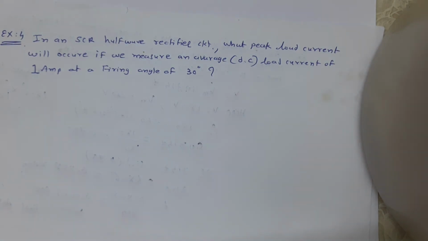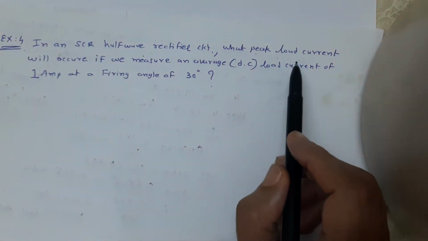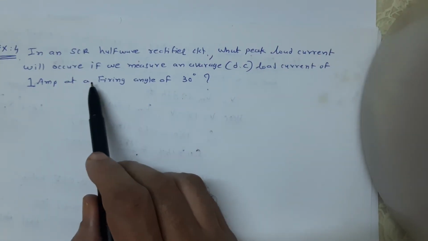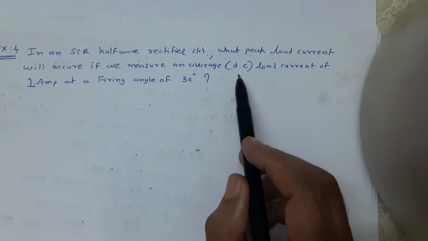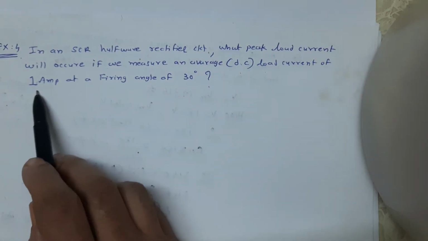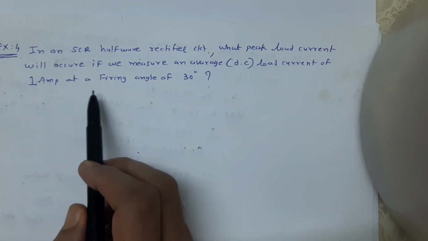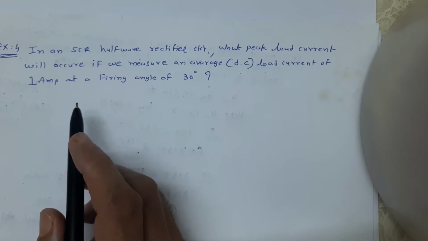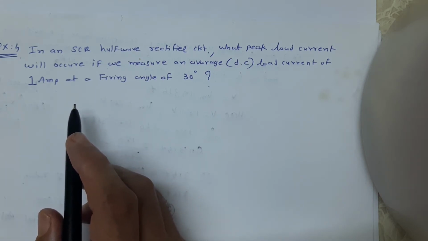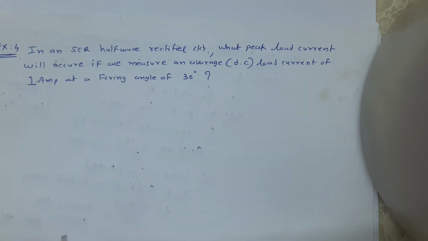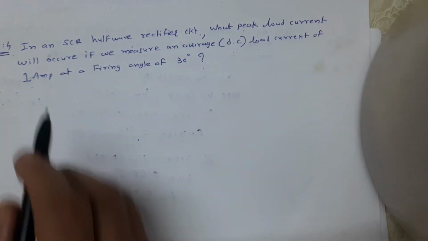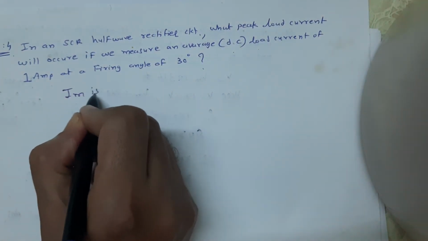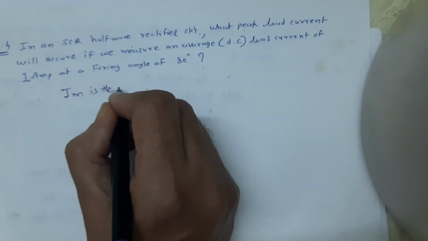In an SCR half wave rectifier circuit, what peak load current will occur if we measure an average DC load current of 1 ampere at a firing angle of 30 degree. Now let us consider here Im be the peak load current.